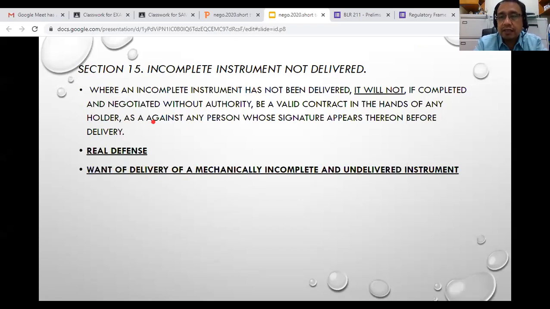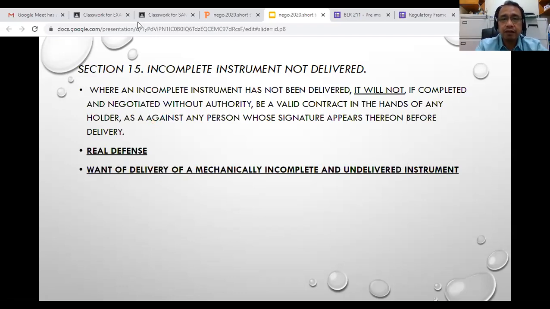You cannot be held liable if the instrument is an incomplete and undelivered instrument. Because as a defense, we consider this one as a real defense: one of delivery of a mechanically incomplete and undelivered instrument. As a real defense, ibig sabihin, it is a valid defense against any holder. So whether you're a holder in due course or a holder not in due course, they have a valid defense against you. You cannot compel them to pay you, even if you're a holder in due course, because this is an incomplete and undelivered instrument.